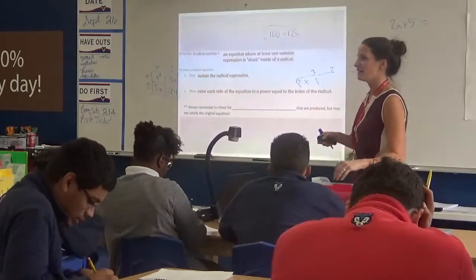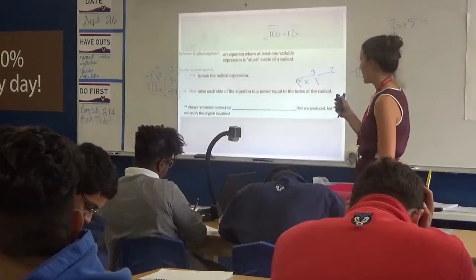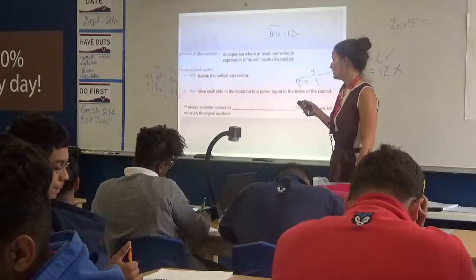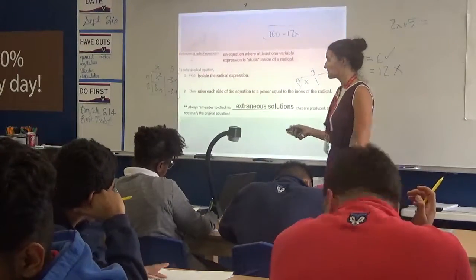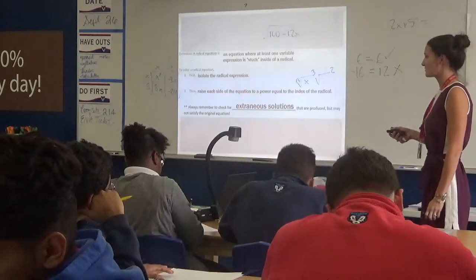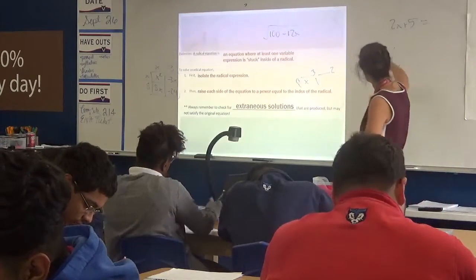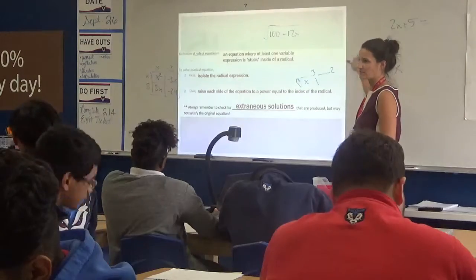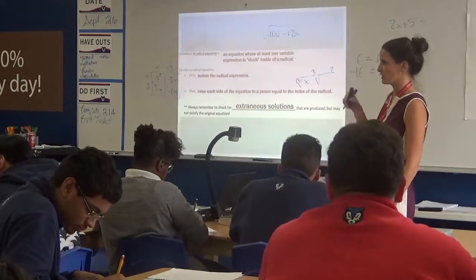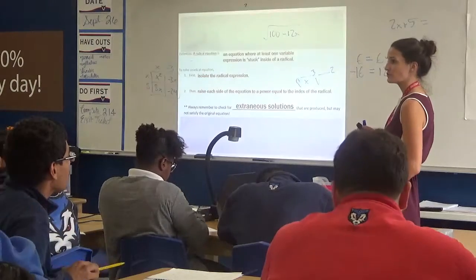Okay, and then from there we solve and you do all sorts of things. But remember, at the end it says always remember, and this is the part that I always forget. Always remember to check for those extraneous solutions that are produced but may not satisfy the original equation. So you've got to plug in your solutions and make sure each side is actually equal on your original equation. Not the equation that you created, the original equation. Okay? So that was our process.